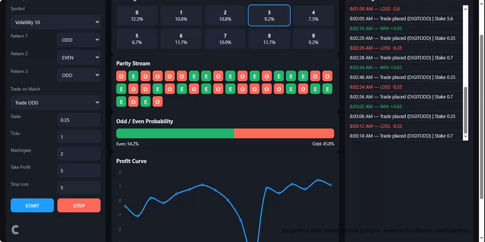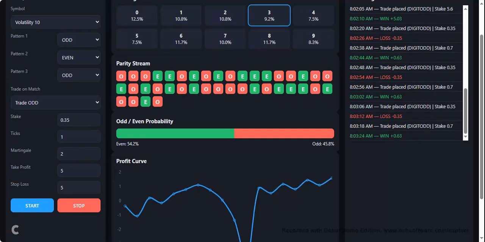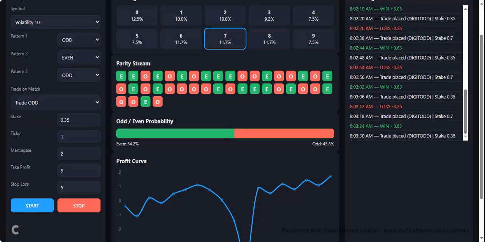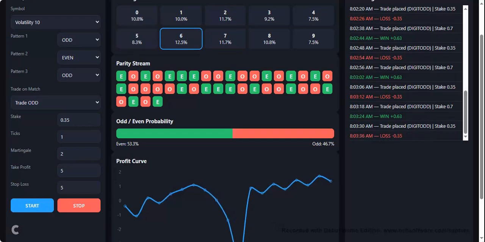Because every action is rule-based, results can be tracked objectively. You can analyze performance, identify strengths, and adjust parameters logically rather than emotionally. Notice how the interface remains focused on clarity. The live stream, the pattern tracker, and the execution panel work together to create a readable environment.